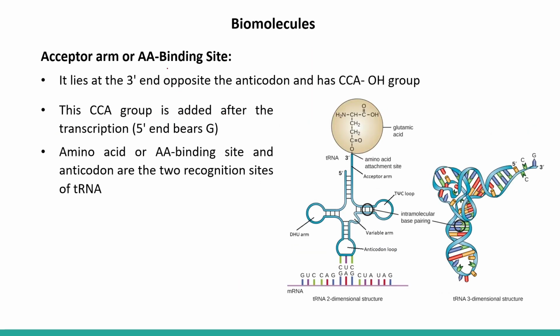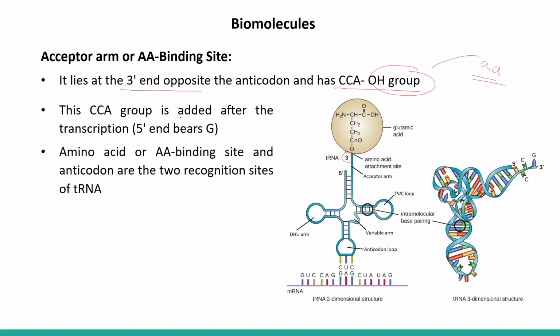Acceptor arm or the AA binding site. Now it lies at the 3' end. This is the 3' end of this particular tRNA, opposite to the anticodon. The AA acceptor arm or the AA binding site is just opposite to the anticodon loop. And this has a CCA-OH group, to which the incoming amino acid gets attached.